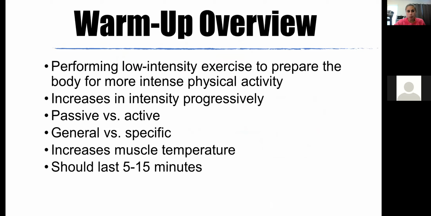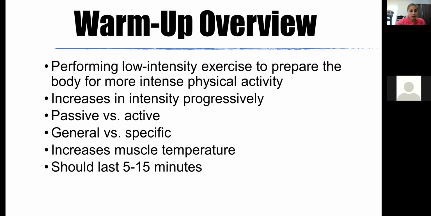So to look at the overview of a warm-up, when we warm up, the idea is to perform low intensity exercise to prepare our body for the more intense physical activity, right? So obviously you're not just going to go straight into playing a soccer game going at almost 100% effort in bursts. Without warming up, you're probably going to put yourself at a higher risk for injury. The idea with a warm-up is to progress the intensity as you go through your complete warm-up, so slowly increasing intensity.